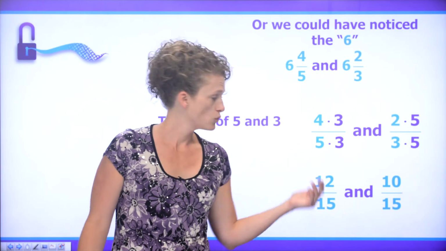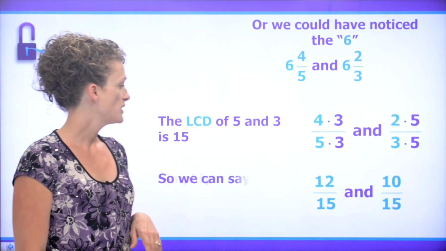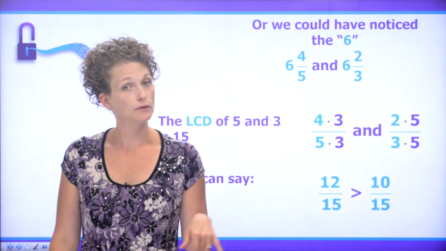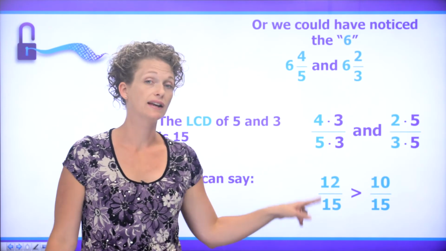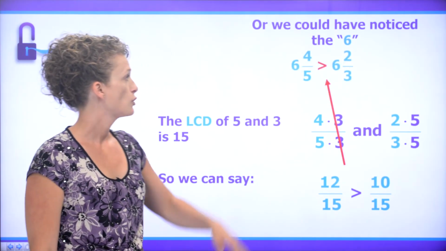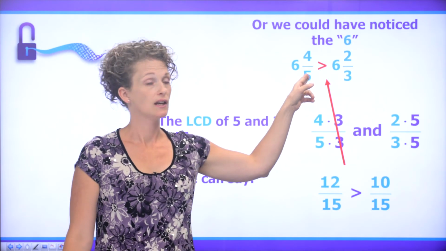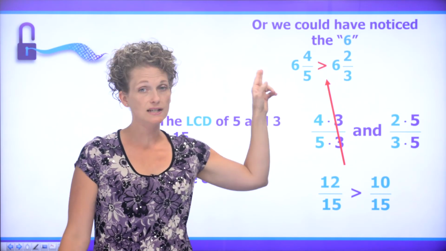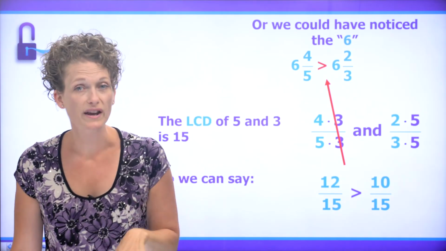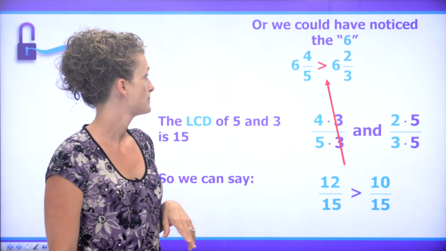And we know that 12 is bigger than 10. So we can say that 12/15 is greater than 10/15. Go back to your original fractions, and we can see that we have 6 4/5, which is greater than 6 2/3. And that is your lesson on comparing fractions and common denominators.